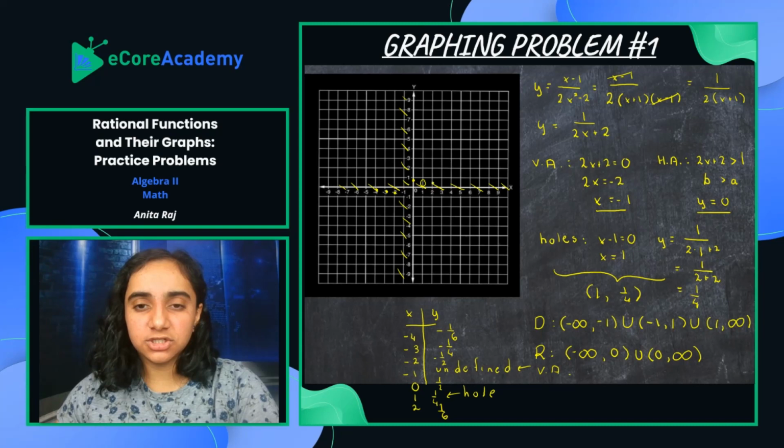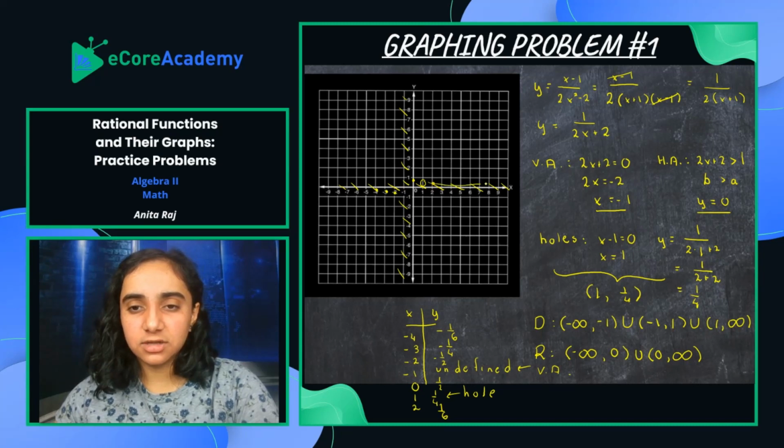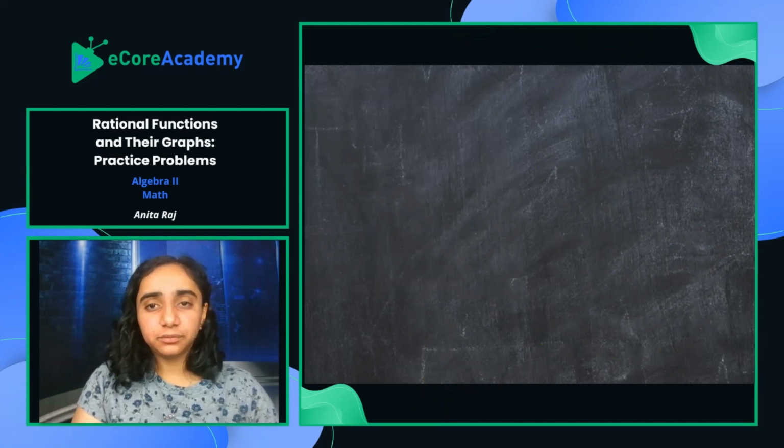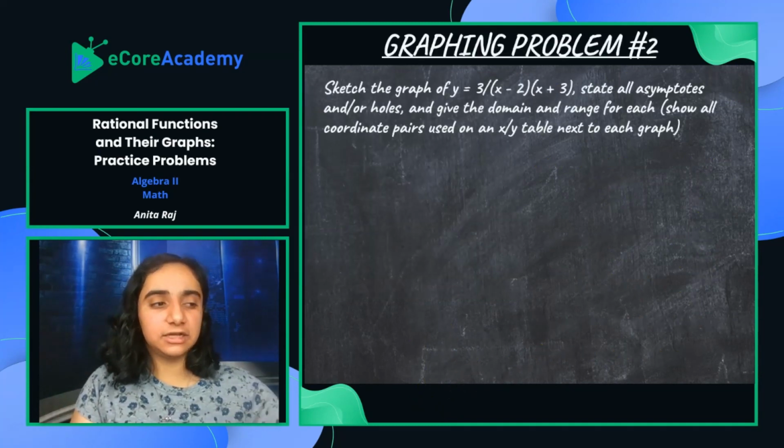And then afterwards, it's just a matter of connecting these dots. So I'm just going to sketch a graph like that along the asymptotes, trying to represent that this graph increasingly approaches the asymptote, but it's never going to touch the asymptote. And there you have your first graph. All right, so let's move on immediately to the next problem.